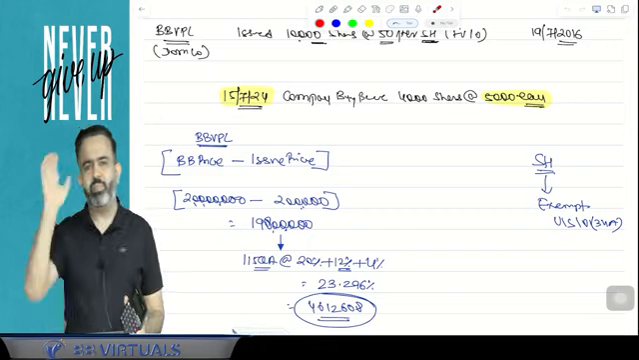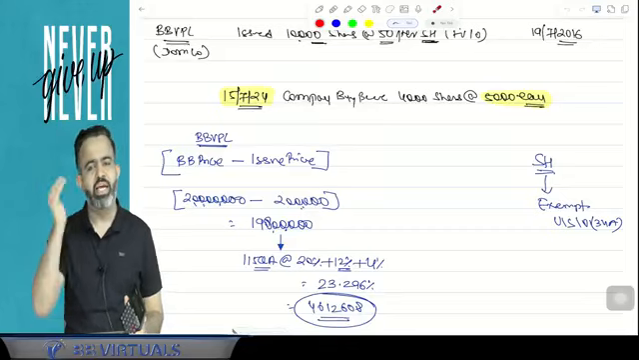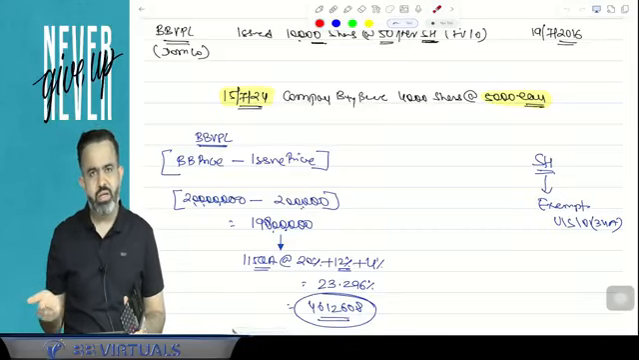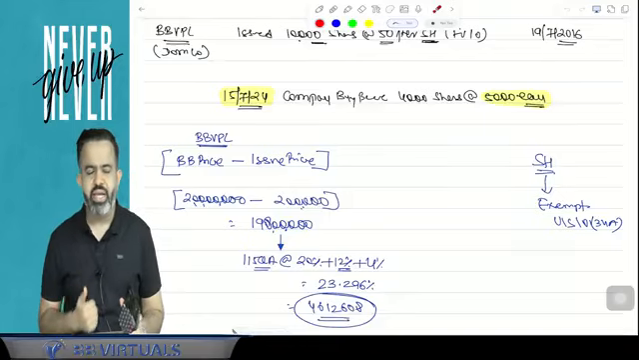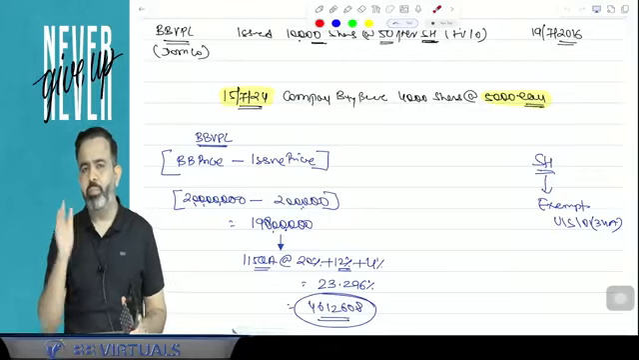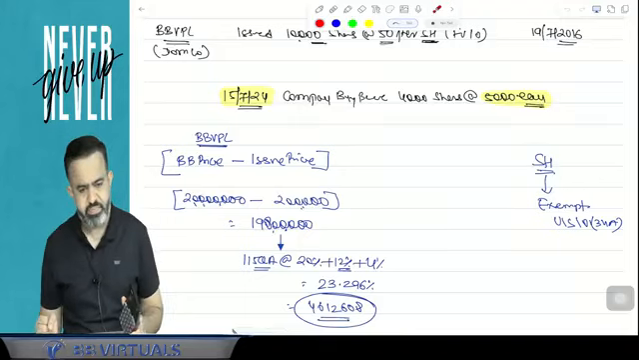Because suppose instead of the buyback, if the company gives a dividend, then the dividend is taxable in the hands of the shareholder as per the normal slab rate. My tax rate is 30%, surcharge is 15%, health and education cess is 4%. So approximately it is 35.88%, which means a 36% tax rate.